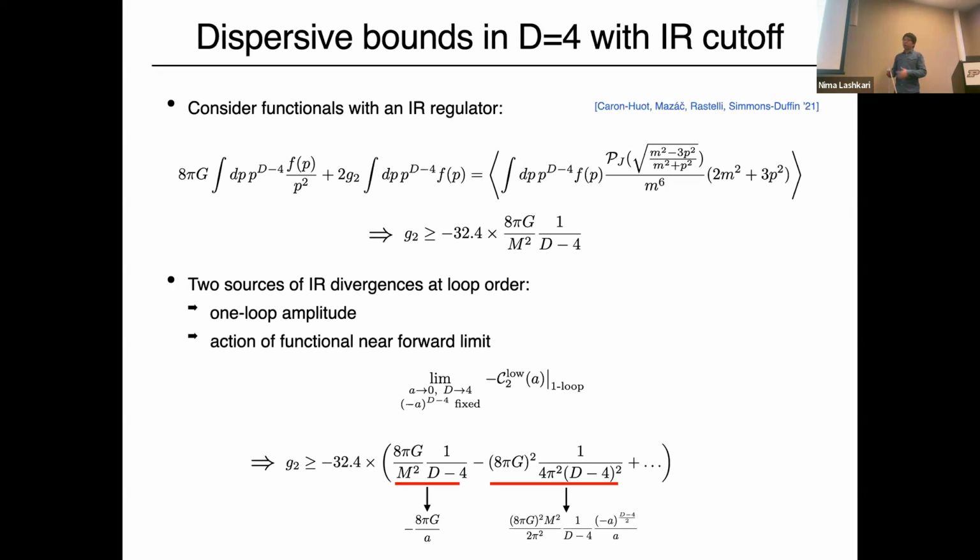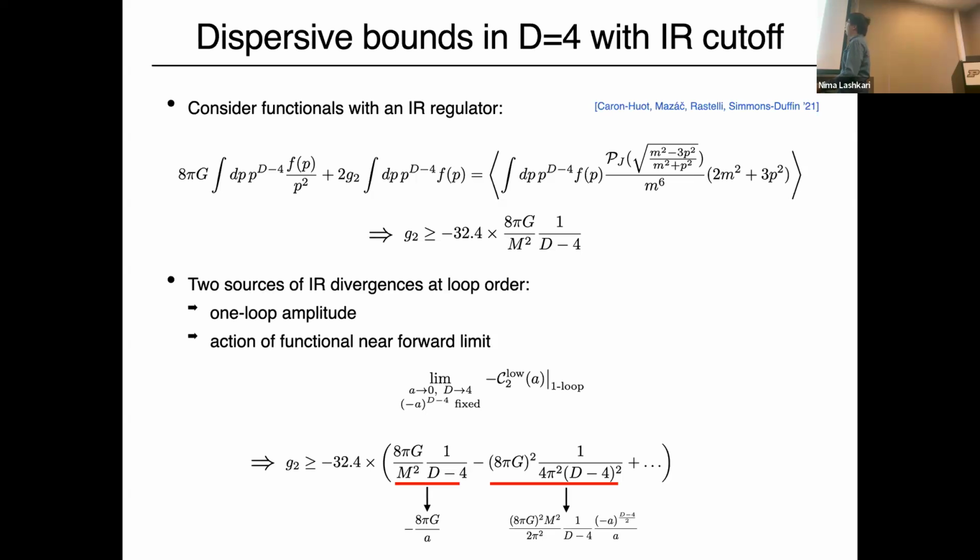One way you can solve it is by introducing some IR regulator, and you can use just some IR cutoff. But here I'm using dim reg. So if you insert some p to the d-4 here, you can still get a bound, but it will be proportional to 1 over d-4. And so you get some IR divergent bound. This is what you get at tree level. You can imagine doing it at one loop.